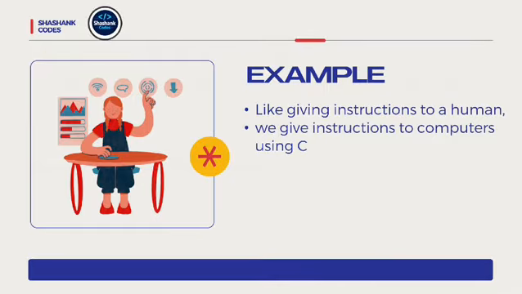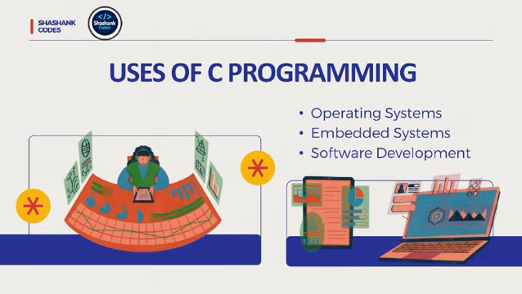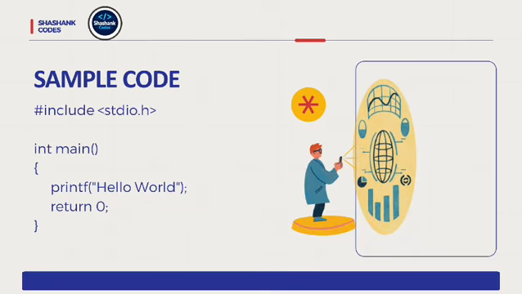Let's understand this with a simple example. Suppose you want someone to complete a task. You give clear instructions. In the same way, we write instructions in C language to tell the computer what to do. C programming is widely used in many areas. It is used in operating systems like Windows and Linux, in embedded systems like microcontrollers, and in various types of software development. This is a simple C program which prints "Hello World."